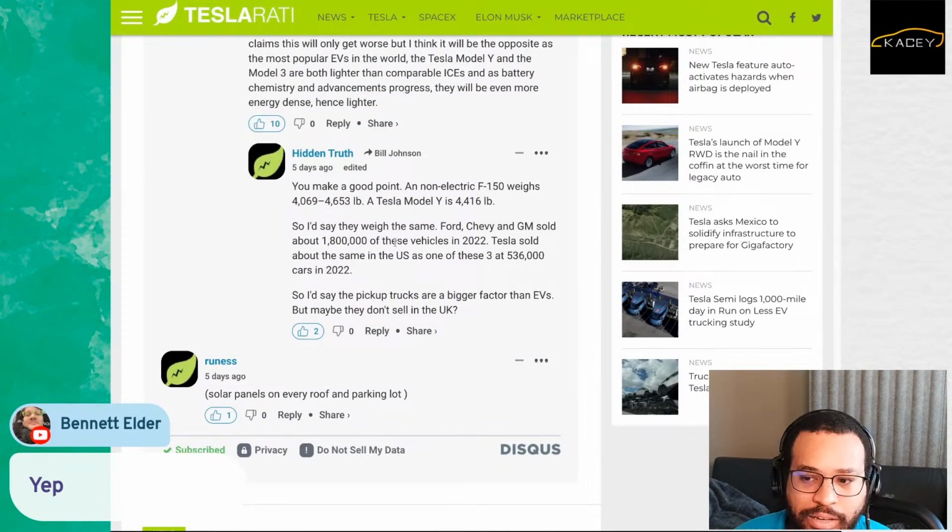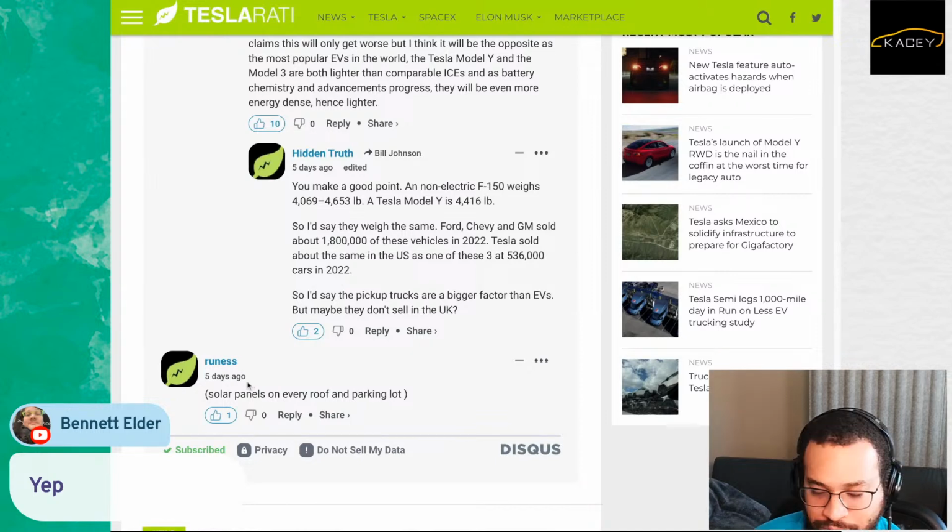You make a good point. A non-electric F-150 weighs 4,069 to 4,653 pounds. Oh man, mine weighs more than the F-150 non-electric. Tesla Model Y is 4,416 pounds, so I'd say they weigh the same. Ford, Chevy, and GM sold about 1.8 million of these vehicles in 2022. Tesla sold the same in the US as one of these three, at 536,000 cars in 2022. So I'd say the pickup trucks are a bigger factor than EVs, but maybe they don't sell well in the UK.